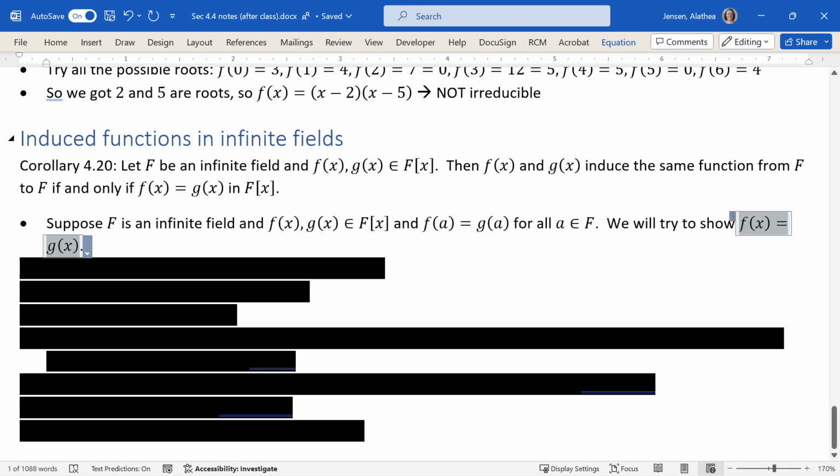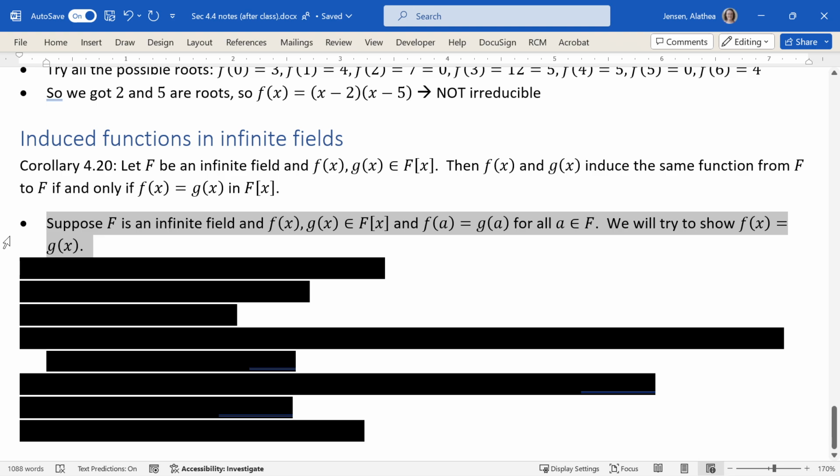Then we're going to try to show that f of x equals g of x. So basically what we're doing here is we're showing that the left part of the if and only if implies the right part. We don't actually need to show that the right part implies the left part because we already know that. If two polynomials are the same one, then they induce the same function. Like, that much is obvious, right? So we won't bother with that part.